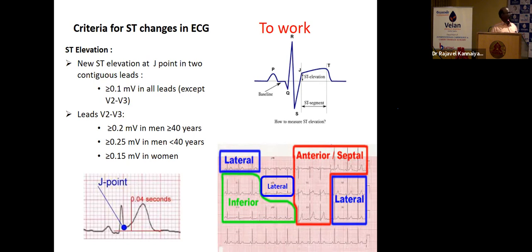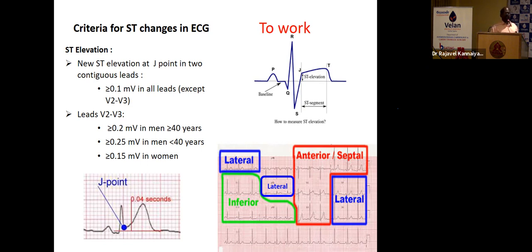But in case of males, if the age is more than 40 and the elevation is more than 2 small squares, that means 0.2 millivolts. Under the age of 40, it will be more than 2.5 small squares. In V2, V3, we can say it is an anteroseptal MI. This one thing we have to give.